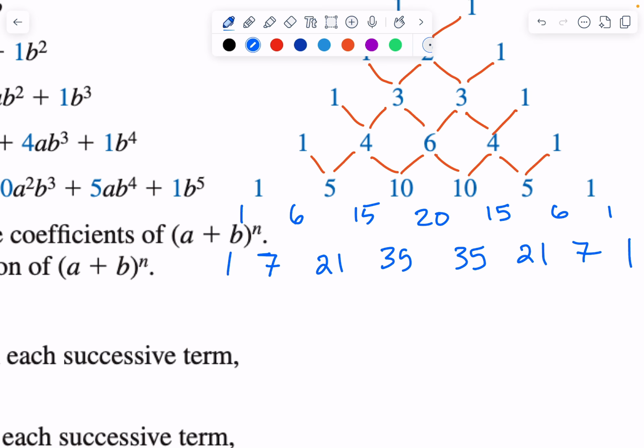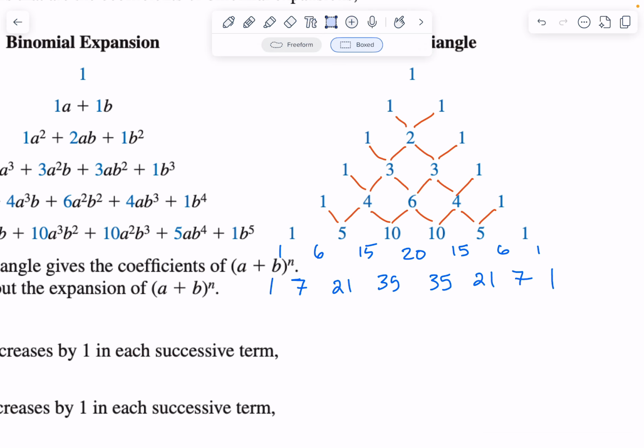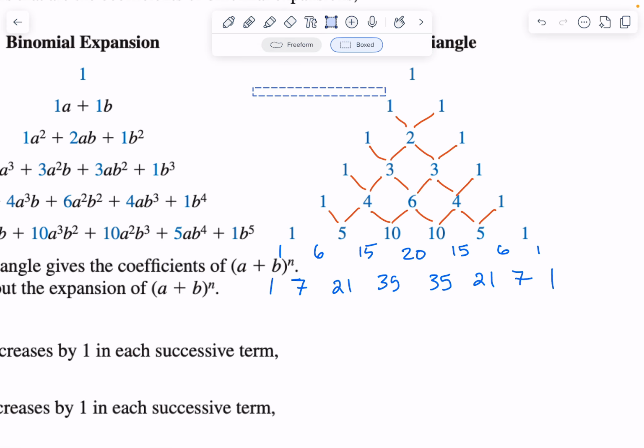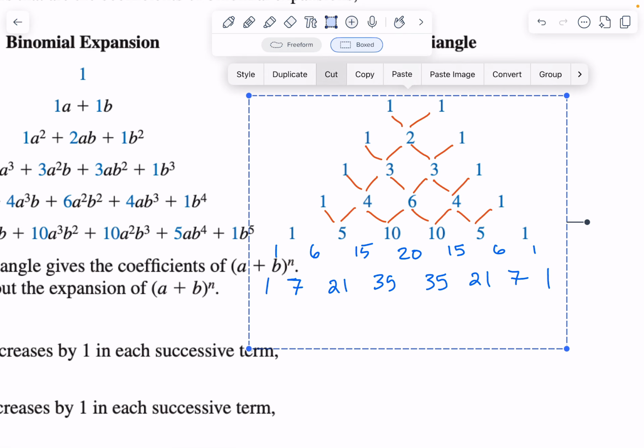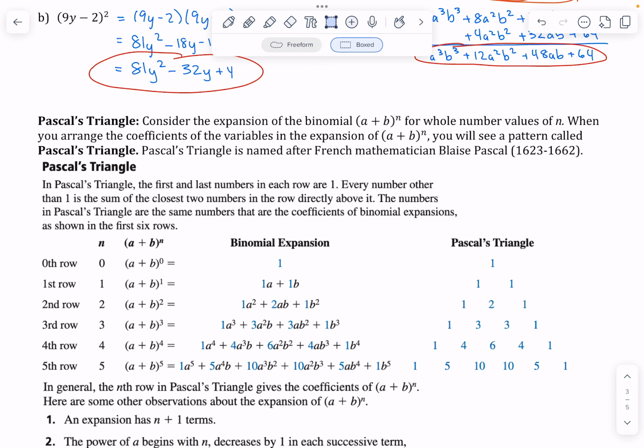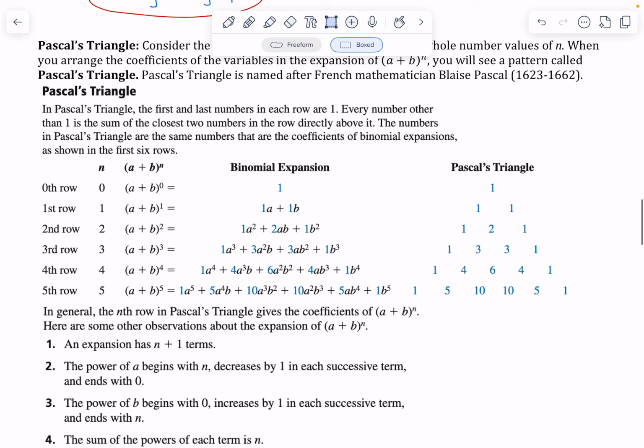Okay? That's the idea. It's just a pattern of numbers, but the cool thing is that this pattern of numbers ends up being useful for us when it comes to multiplying out binomials, okay? And the best way to see it is with an example, okay? So, how this works.